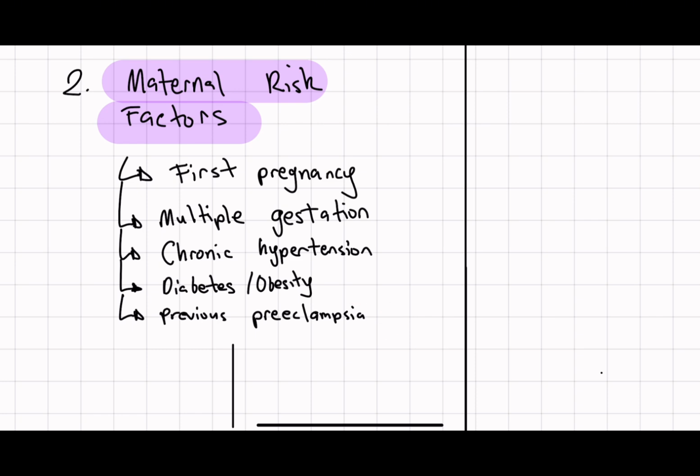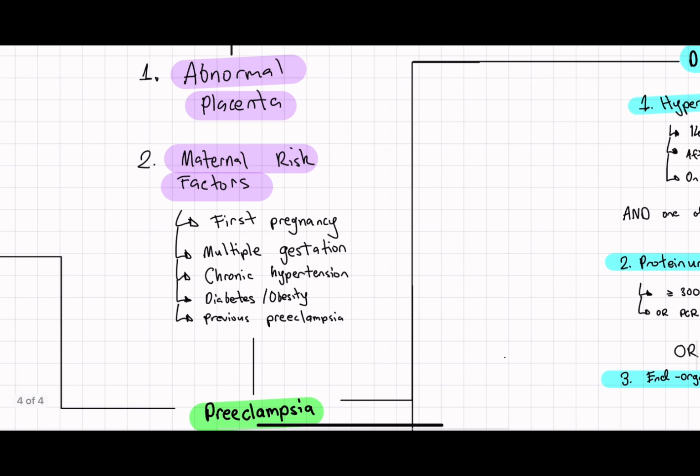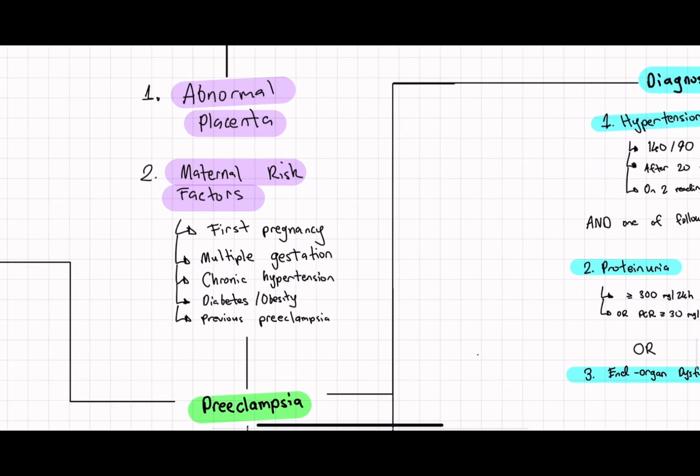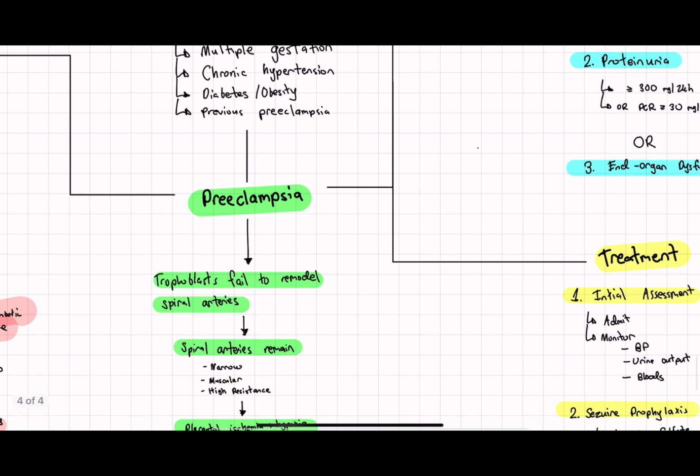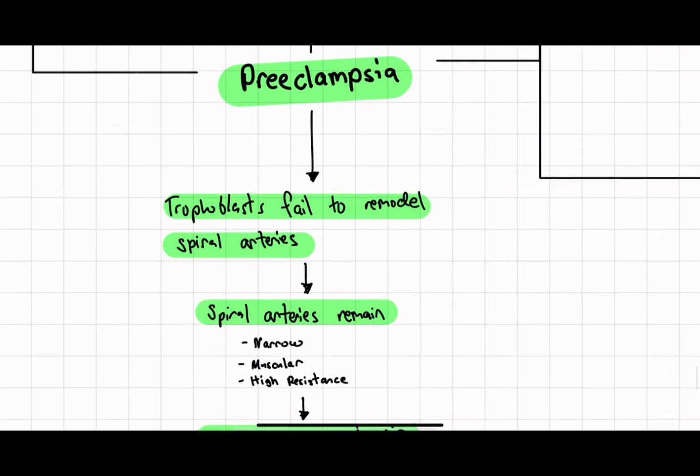That all makes sense. But okay, now that we know what causes it, what is the pathophysiology? That's what we like to focus on in this channel. What is the pathophysiology of preeclampsia? So basically, trophoblasts fail to remodel spiral arteries. So, what exactly even is that?